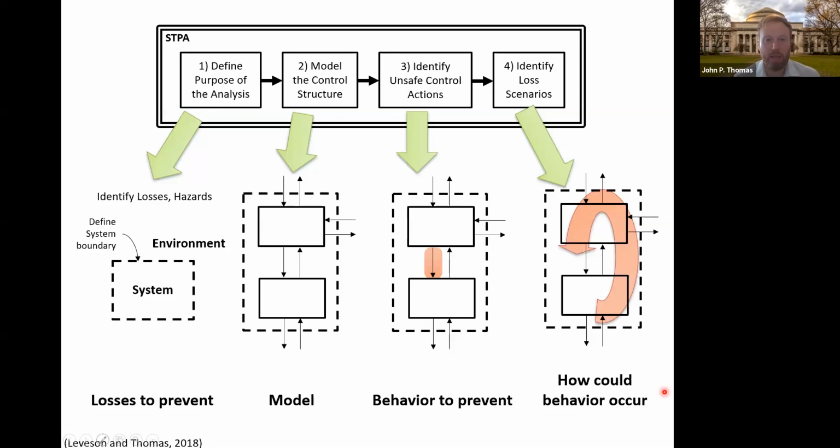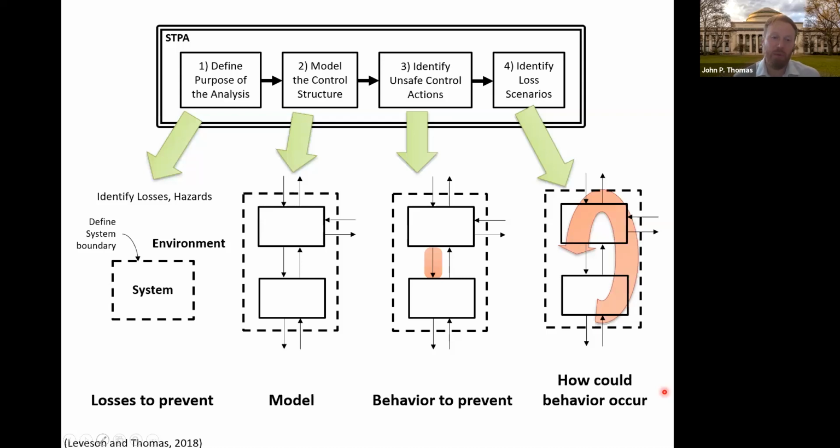Where do you start? In STPA, we start with the downward arrows. These are the unsafe control actions, or the control actions that could be unsafe. We identify how they could be unsafe. We create some requirements there in step 3 to prevent them. But we're not done there, because we've only looked at the downward arrows.